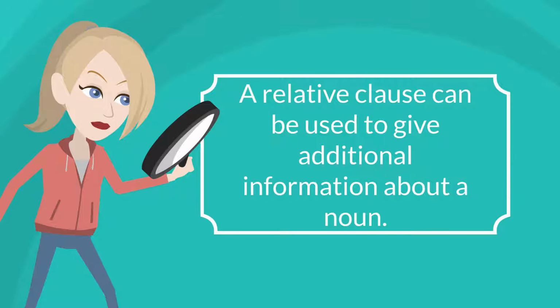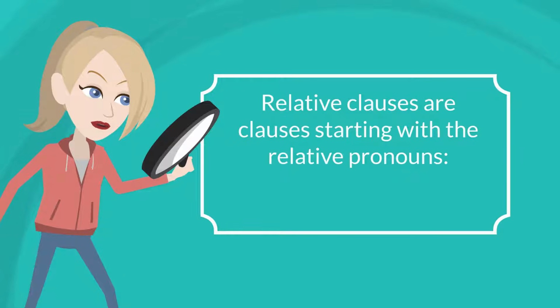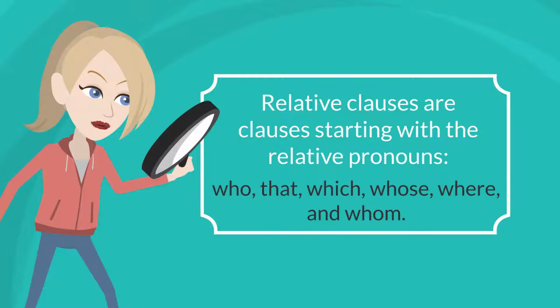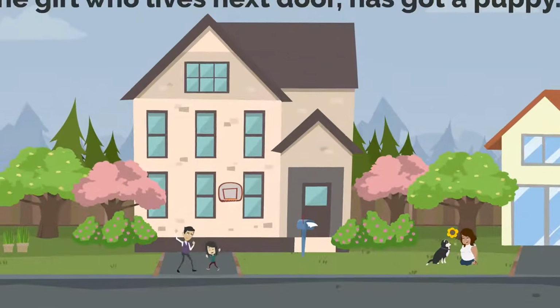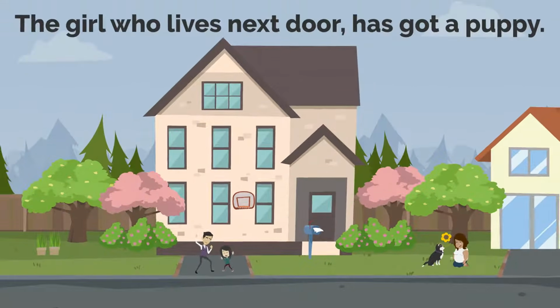A relative clause can be used to give additional information about a noun. Relative clauses are clauses starting with the relative pronouns who, whom, that, which, whose, and where. The girl who lives next door has got a puppy.